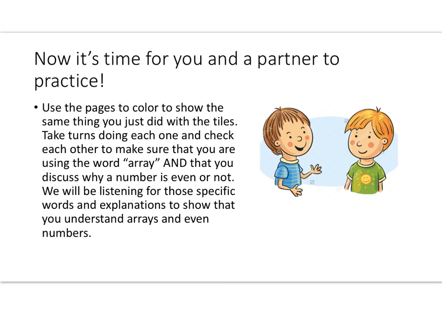Miss Oswald is holding up the papers. You are going to use the number and the squares to prove if the number is even or odd, just like you did with the number tiles. We're going to walk around to hear how you're doing it. Now, the key here that I want you to look at is that you're going to make sure that you take turns. So here it says take turns, each one doing one, and then check each other to make sure you are using the word array and that you discuss why a number is odd or even. Very important. Because we're walking around, that's what we're going to be looking for.